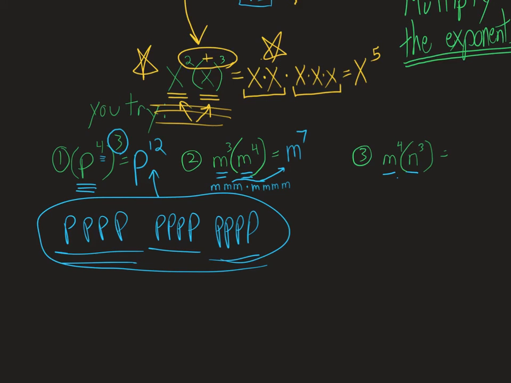All right, last one. Still trying to catch you with those bases that aren't the same. Did I catch you on that? And there's nothing we can do there. M to the 4, N to the 3rd is as far as we can go because they're not common bases. There's no way to combine them together.